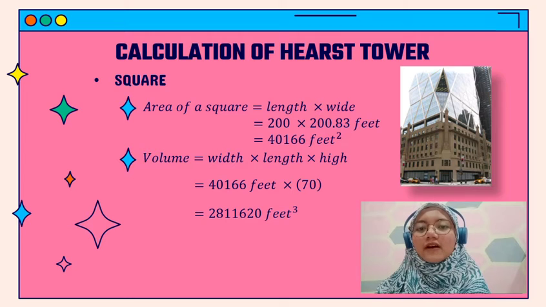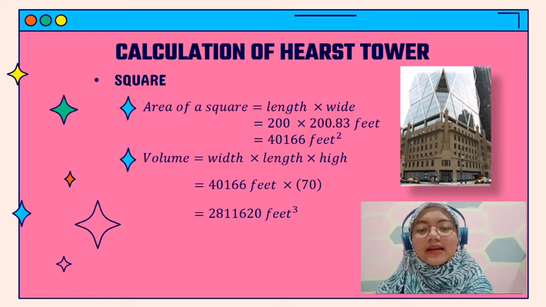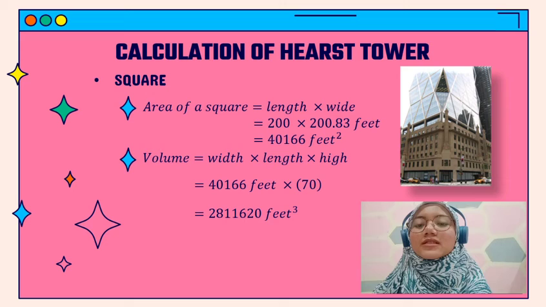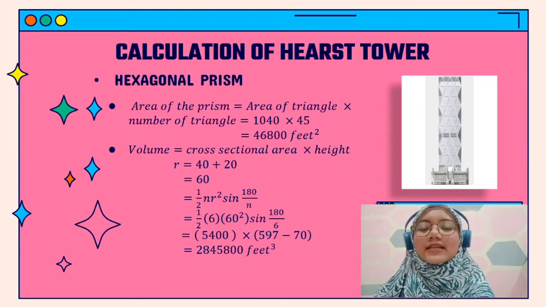40,166 square feet. For the volume of the shape, we multiply width, length, and height, and the height of this building is 70 feet. So we just multiply it with 40,166 feet and we get 281,162 square feet. Other than that, it consists of a hexagonal prism.